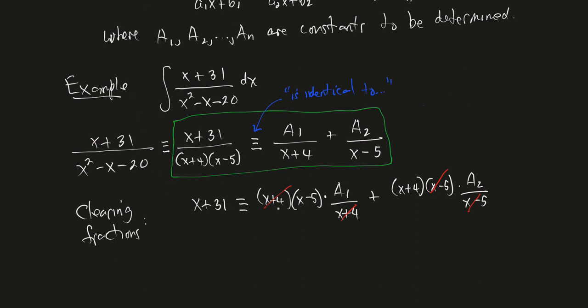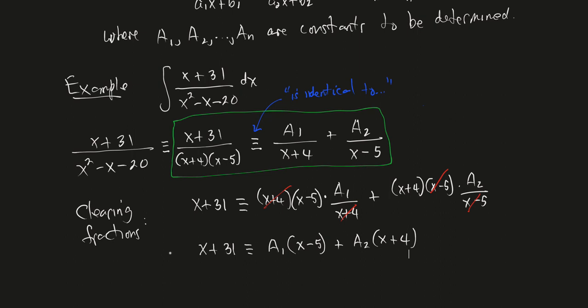So again, all we're doing is rewriting this identity. We're saying that these two things are identical. I'm just writing it in a more convenient form. So I have x plus 31 is identical to, so now let me put the constant in front and say whatever a1 is times x minus 5 plus whatever a2 is times x plus 4.